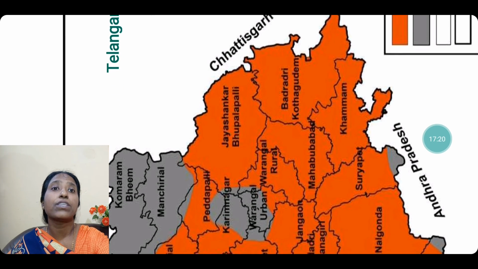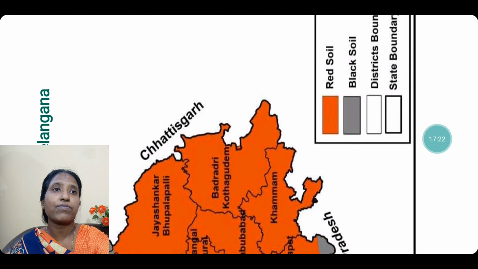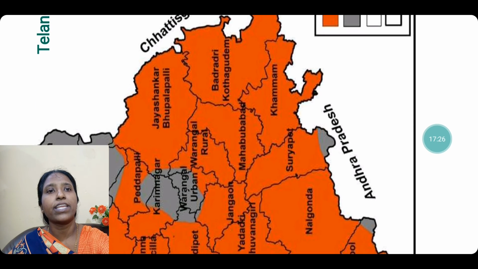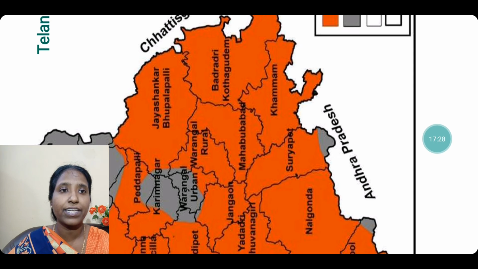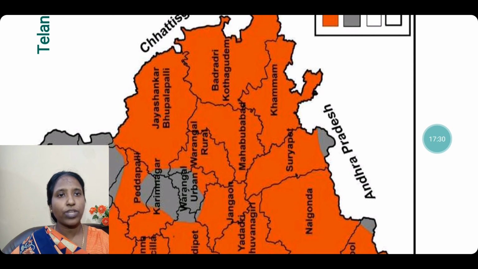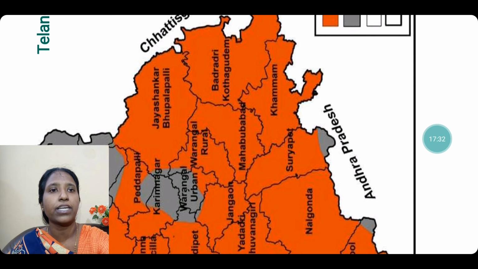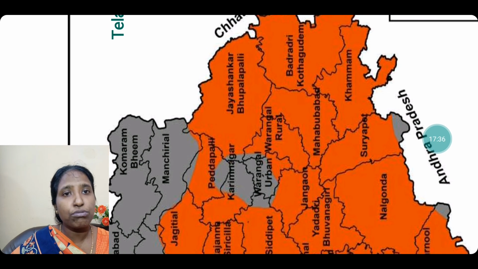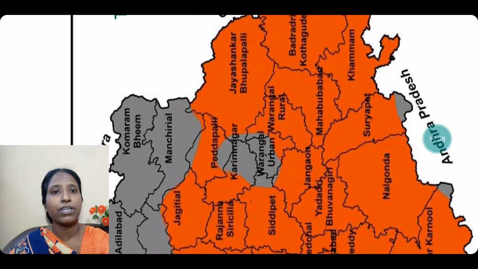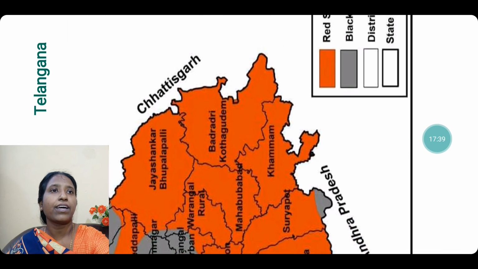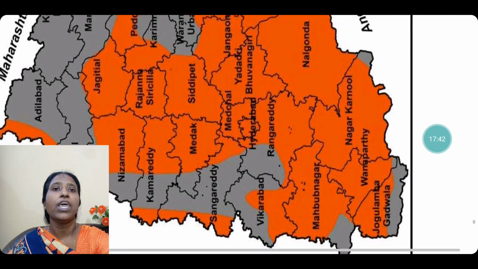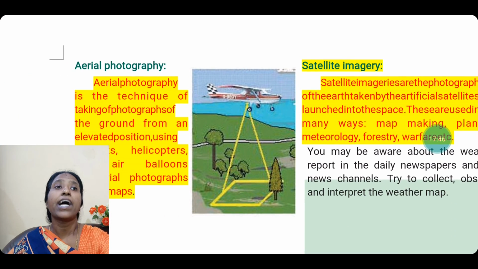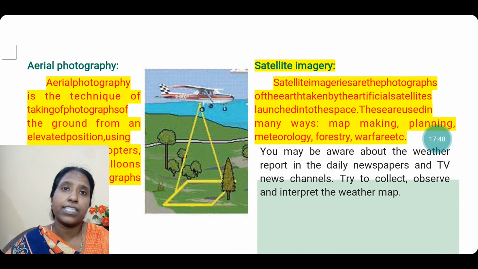Now we come to the soil. Where which type of soil is there? You see the red soil in all these places wherever the red color is there: Nalgonda, Suryapet, Khammam, Mahabubnagar, and so on. And you see the black soil. Black soil you see in Warangal, Komram Bhim, Mancherial, Adilabad. So that way you can identify and get the data according to our necessity.